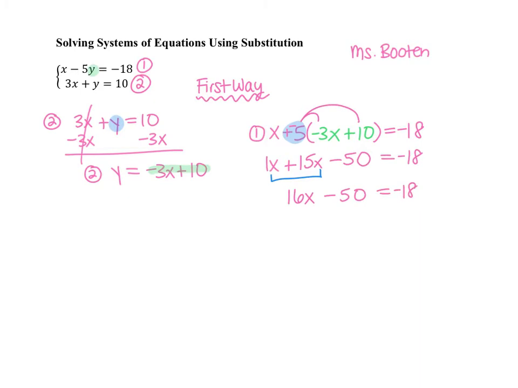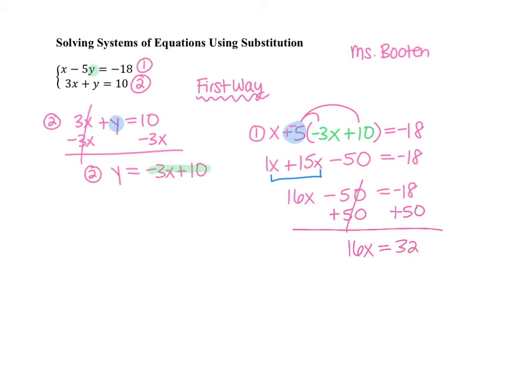To finish solving, we already have all the terms of variables on this left side, so we're going to leave it alone, get rid of the minus 50 by adding 50 to both sides. So that zeroes out the negative 50 on the left side, leaving us with 16x equals, and then negative 18 plus 50, so be careful here, you can use a calculator, it's 32.